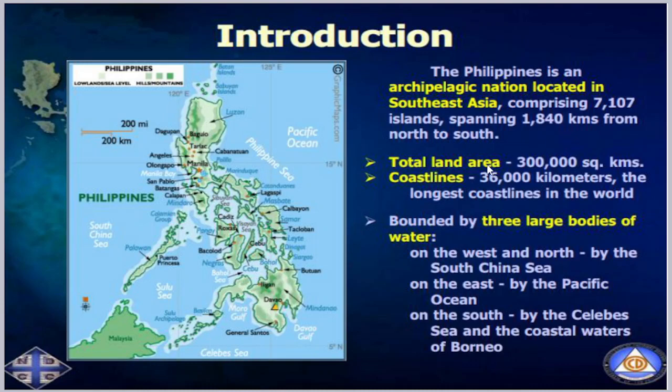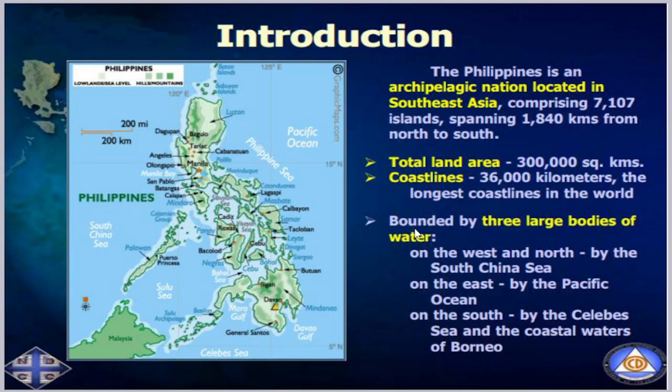The total land area of our country is 300,000 square kilometers and meron tayong mahabang coastline. Okay? So, ang coastline natin is 36,000 kilometers, one of the longest coastlines in the world. Okay, so our coastline is one of the longest that you will find in the whole world.